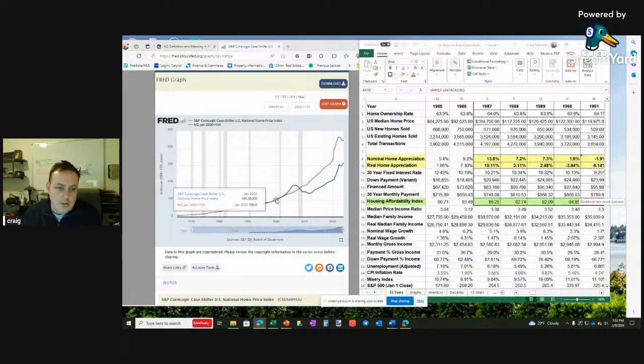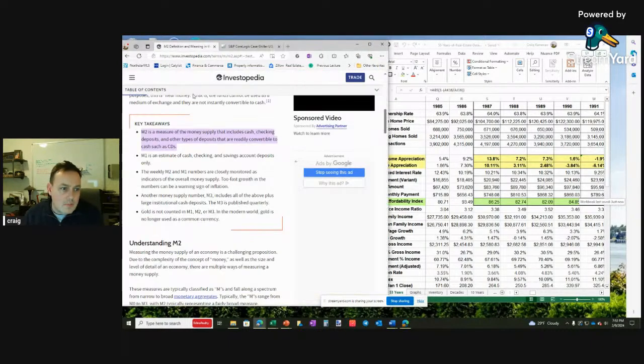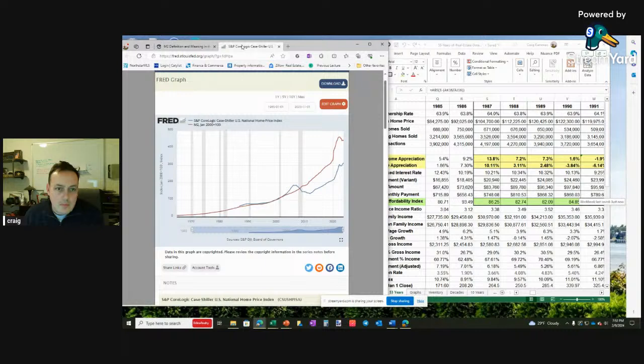So we're going to try to track the relationship with M2 money supply. M2 money supply is the measure of money supply that includes cash, checking deposits, and other types of deposits that are readily convertible to cash, such as CDs. So it's not a science. I'm just looking for the relationship here, to see if we can make some predictions on where house prices are going to go.